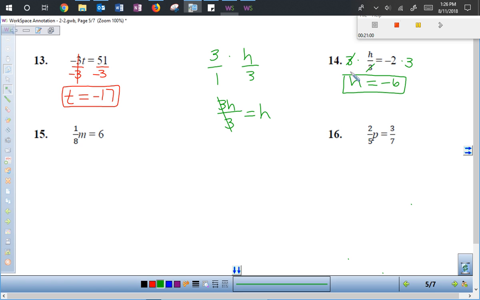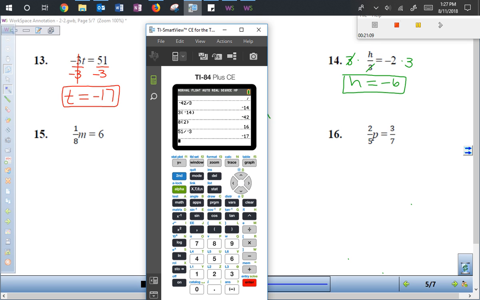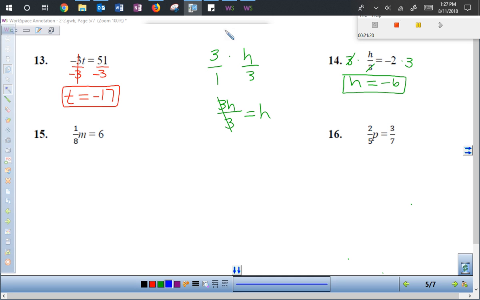Now we can substitute it back into our calculator and check to make sure that we did it correctly. So I want to take negative 6 and substitute it in for h. So I'm going to take parentheses negative 6, close my parentheses, divided by 3, and I get negative 2. So we are okay.